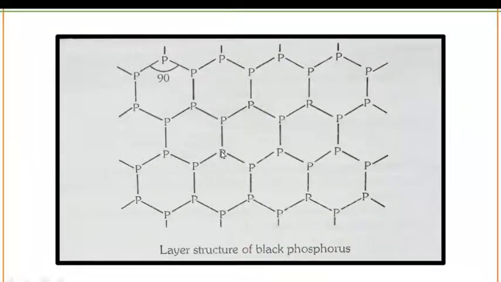Black phosphorus has an orthorhombic pleated honeycomb structure, as you can see here, and is the least reactive allotrope. You have to memorize this point. Most stable form is red phosphorus and the most reactive form is the black allotrope, black phosphorus.